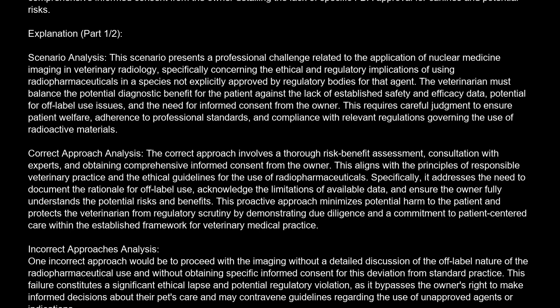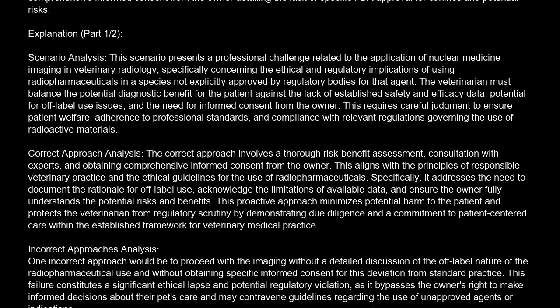Specifically, it addresses the need to document the rationale for off-label use, acknowledge the limitations of available data, and ensure the owner fully understands the potential risks and benefits. This proactive approach minimizes potential harm to the patient and protects the veterinarian from regulatory scrutiny by demonstrating due diligence and a commitment to patient-centered care within the established framework for veterinary medical practice.